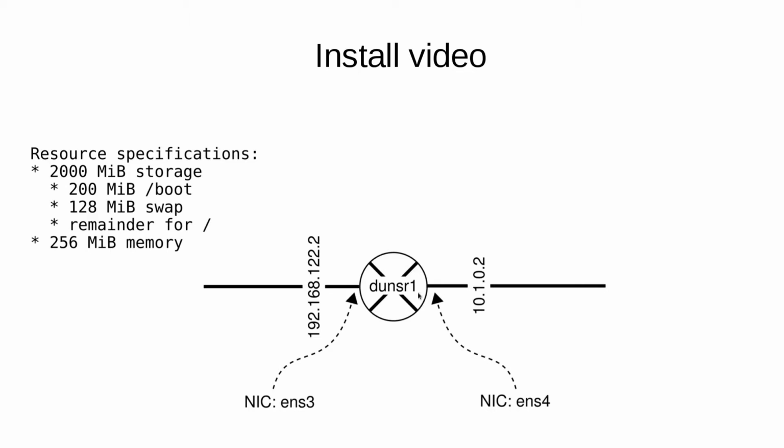Okay, the dunsr1 router depicted in this picture shows it will have this IP address 192.168.122.2 on the left hand side. This will be bound on the network interface card ENS3, and on the right hand side it will get the 10.1.0.2 IP address configured on the network interface card ENS4. So in the install video we will make sure that this is the machine we end up with.